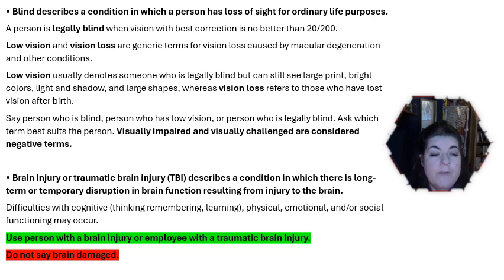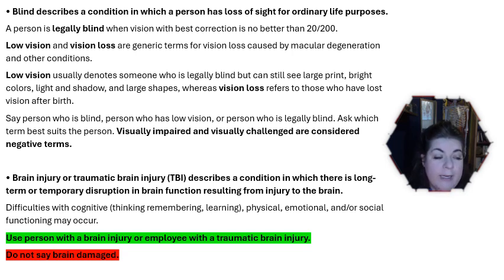Visually impaired and visually challenged are considered negative terms. Use terms such as person who is blind, person who has low vision, or person who is legally blind. Ask the client what term suits them best.